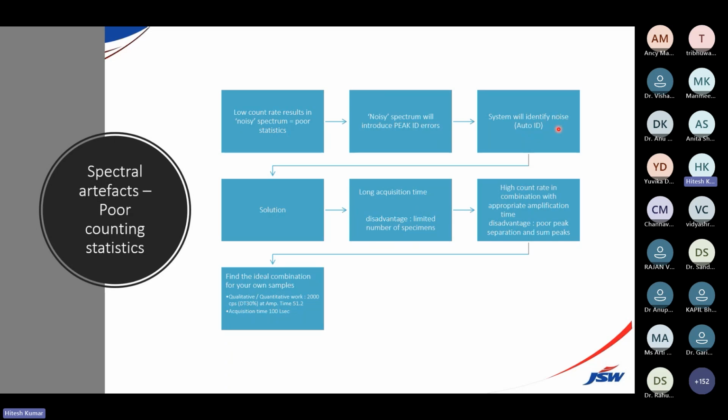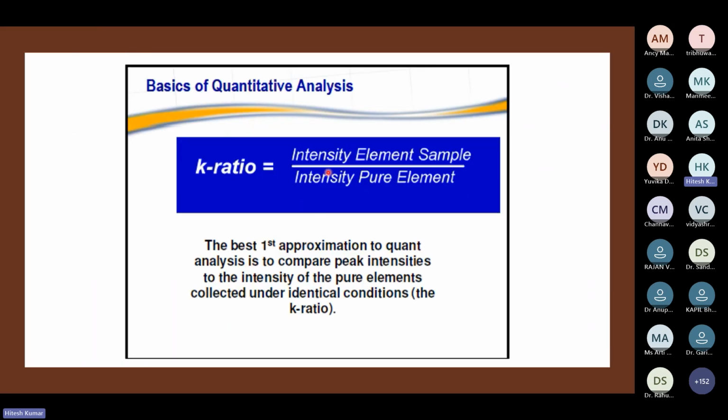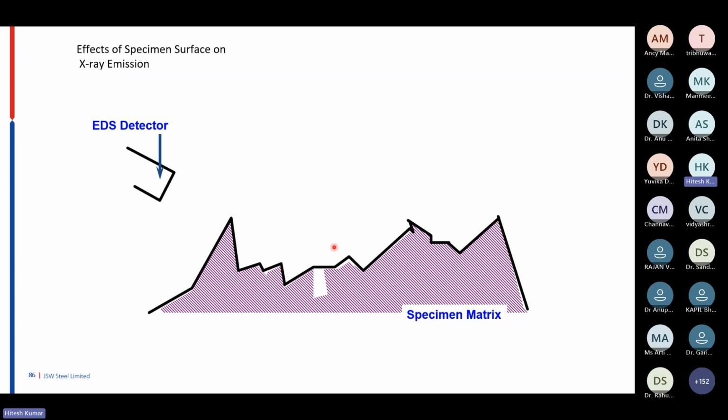The system will identify noise and find the solution. With a long acquisition time, a high count will be there, and then you are going to get proper information from your sample. The K ratio, which we talked about earlier, is basically the intensity of the element in the sample versus the intensity of the pure element. That will give you the K ratio. The proper K ratio is required to identify what type of elements are there in your sample.